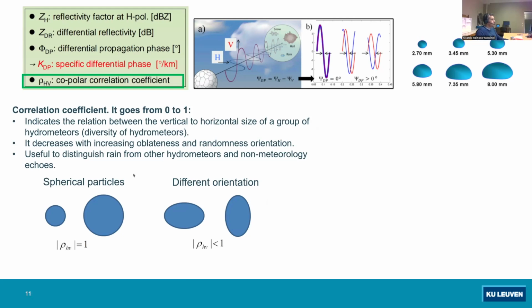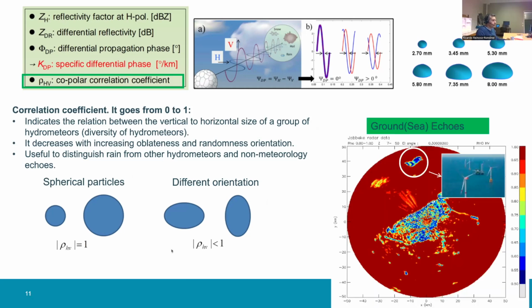Again, it's also useful to distinguish raindrops from other hydrometeors, so from solid precipitation, or from non-meteorological echoes, for example ground clutter or biological clutter. It should be very high, really close to 1, in case we have, for example, spherical particles, because the symmetry in the horizontal and the vertical is very high. Once the shape of the particles starts changing and they also change orientation, the correlation will decrease. So as an example here, you see a PPI of this correlation variable.